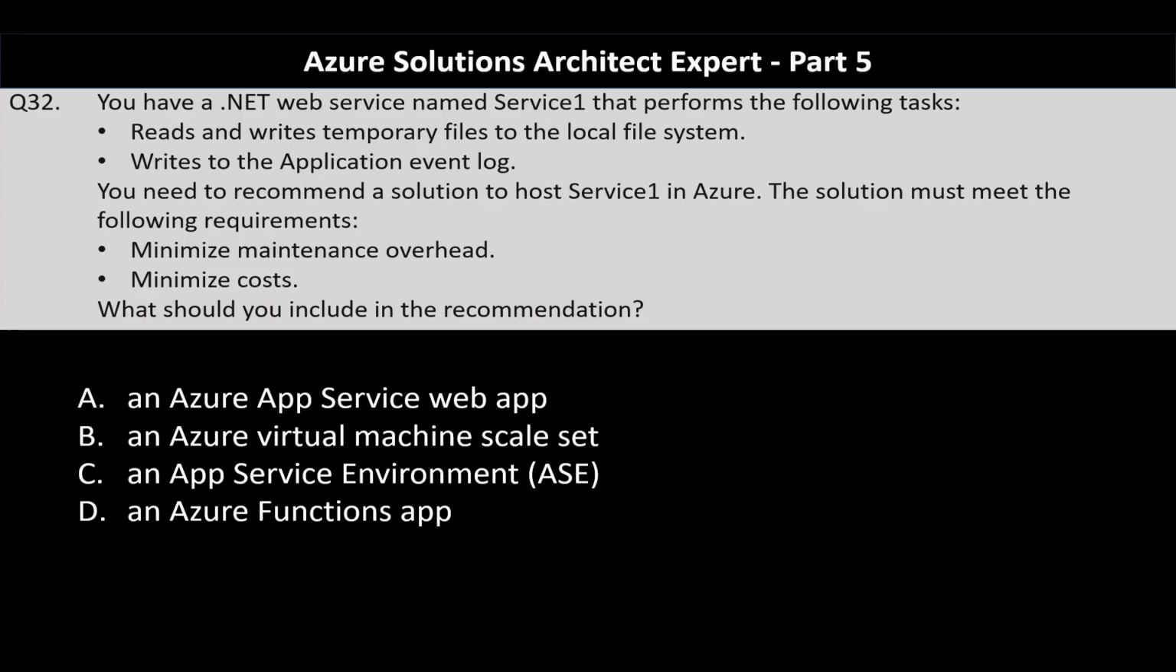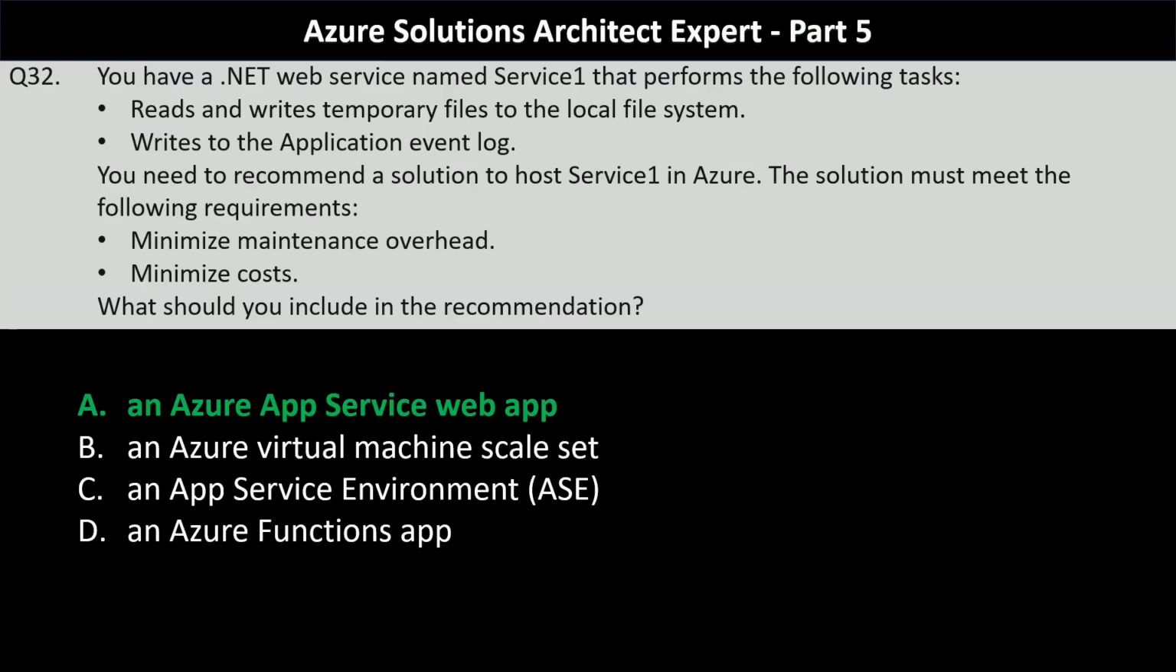Your options are an Azure App Service Web App, an Azure Virtual Machine Scale Set, an App Service Environment, which is ASE, an Azure Functions App. Folks, Azure App Service is the optimal choice as it provides a fully managed, scalable, and cost-effective platform for hosting a .NET web service with minimal maintenance overhead. While Azure Functions, Virtual Machine Scale Sets, and App Service Environments can also host web services, they will not provide the same balance of minimal maintenance overhead and cost effectiveness as Azure App Service web apps do in this scenario.